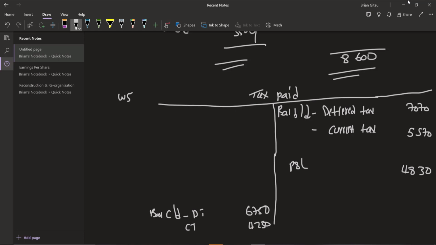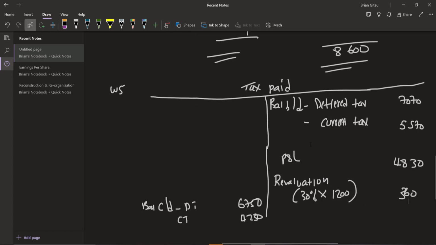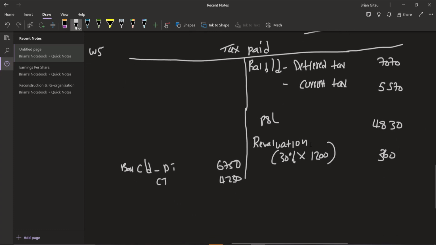We have revaluation. We have 30% multiplied by 1,200. 30% multiplied by 1,200 is giving us 360. Now my account is complete. Let me go ahead and balance it off.